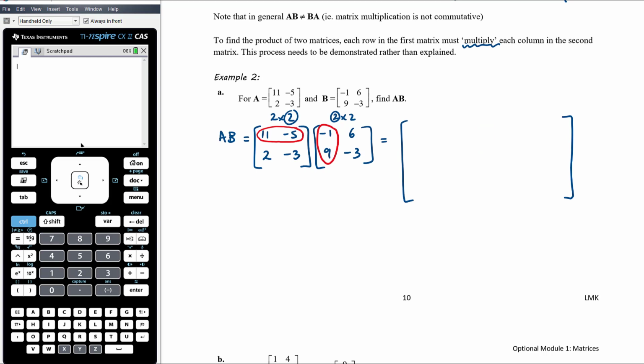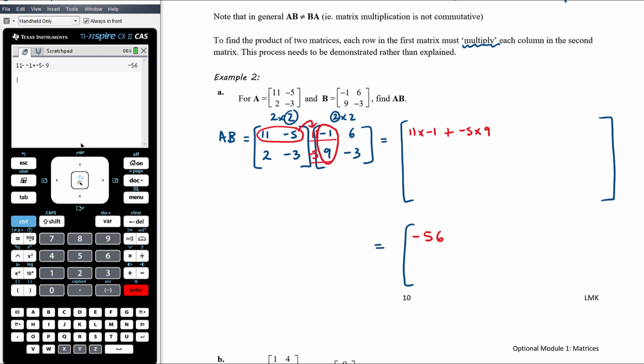Okay. Now, when I say multiply, what I sort of imagine in my head is this row flipping around here so that it's 11 and -5. Then you're going to multiply, and add those together. So you're going to do 11 times -1 plus -5 times 9. That's what goes in the top left. So that would be 11 times -1 is -11, plus -5 times 9 is -45, -11 plus -45 is -56. Again, if you need your CAS to help you out with the number work, that's fine.